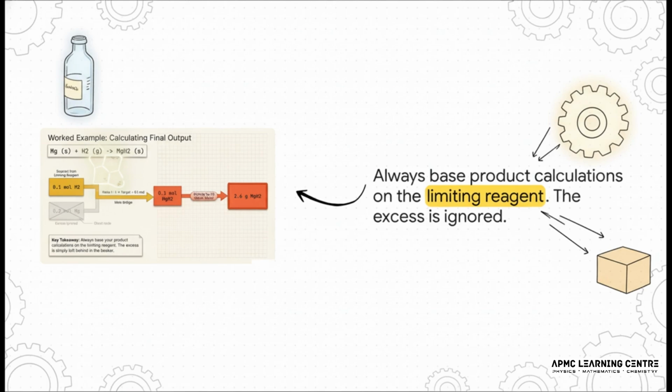That's it. What about all that extra magnesium? It's just left over. It doesn't matter. For the purposes of our calculation, it's a ghost. All of our predictions, every single one, are tied directly to that bottleneck.